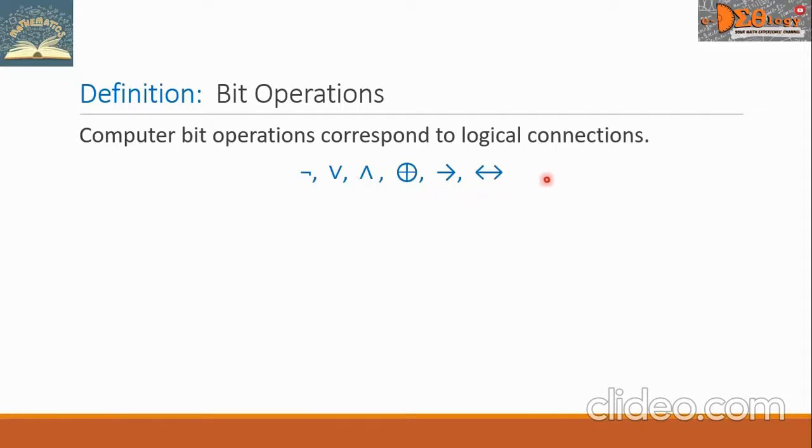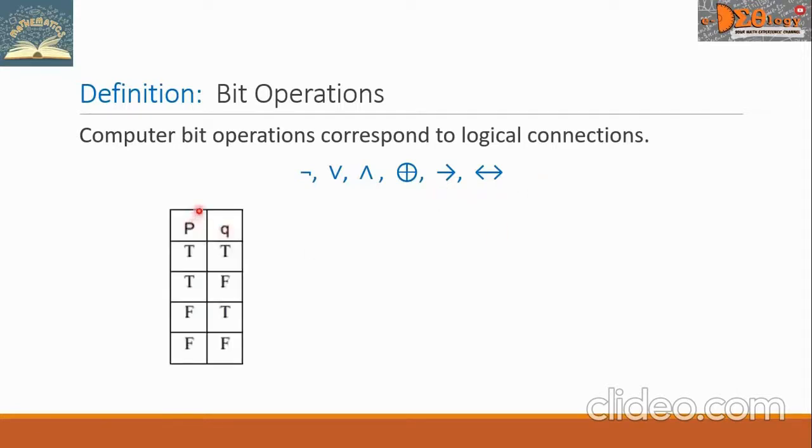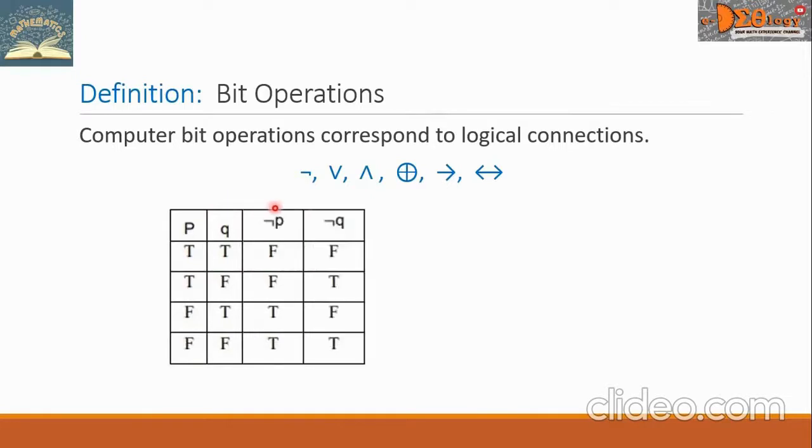Let us recall our truth values. We have here proposition P and proposition Q. With all the values for the P, we write T T F F. For the Q, T F T F. These are all the possible combinations of T and F for the two propositions. Let us show the negation of these propositions. So not P and not Q are here. When P is T, not P is F. When P is F, not P is T. Also for the Q, when Q is T, not Q is F. When Q is F, not Q is T respectively.